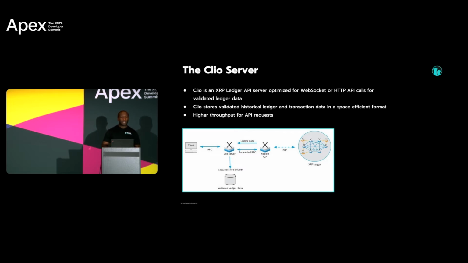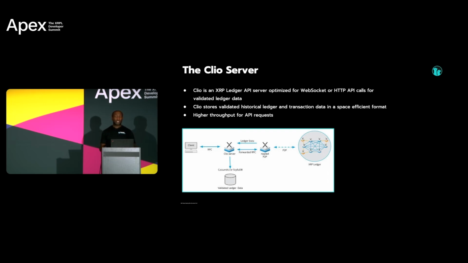The Clio server doesn't connect to the peer-to-peer network itself. It connects to a rippled server, which is then connected to the peer-to-peer network. What the Clio server does is extract validated ledger data from the rippled server itself, and then it stores that data in a persistent storage, for example, ScyllaDB.